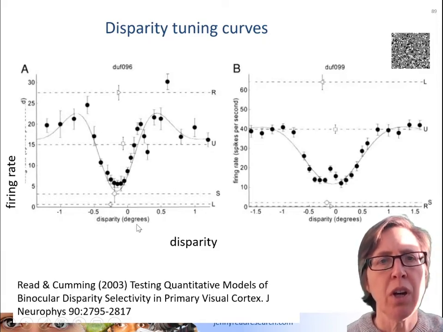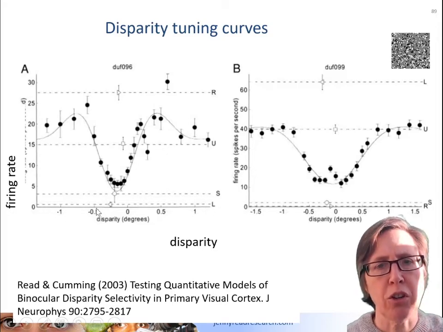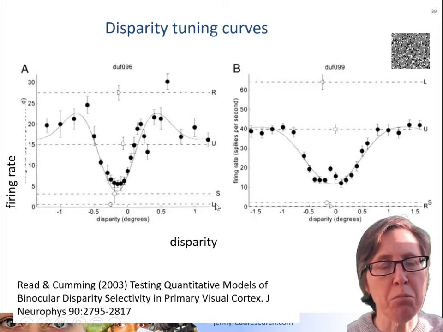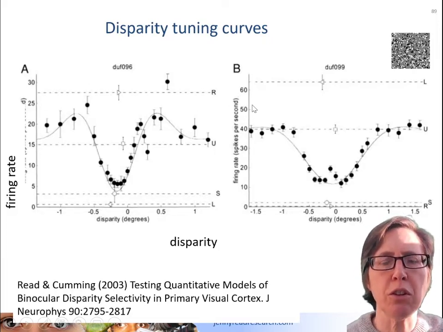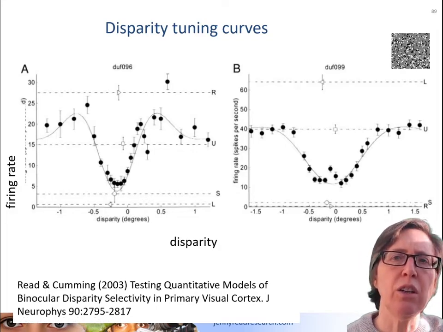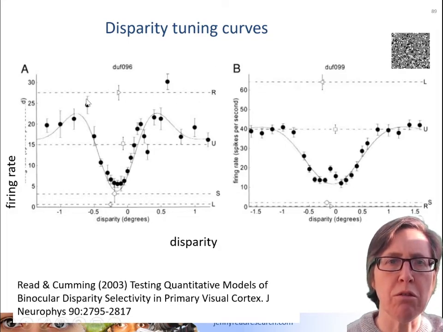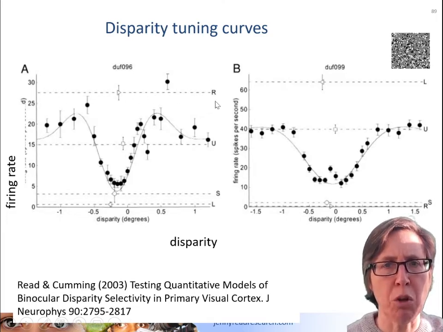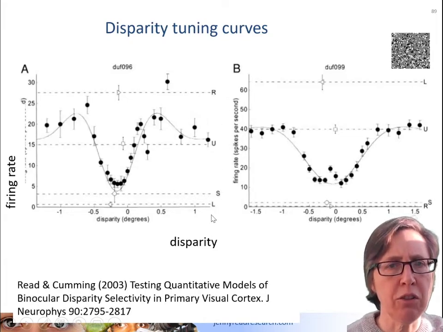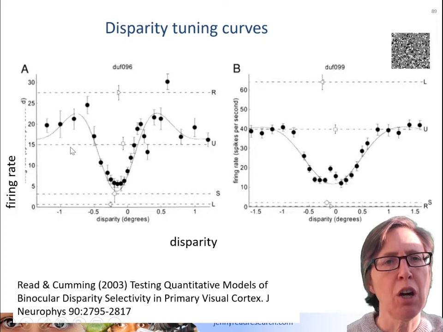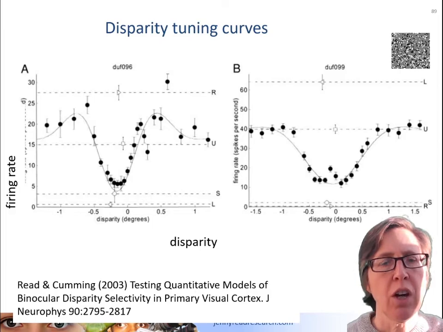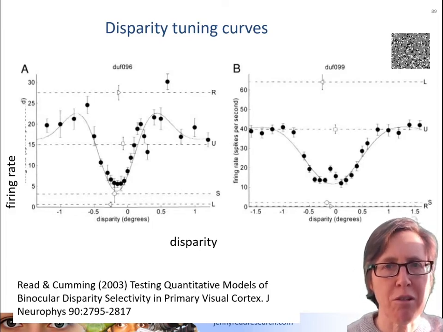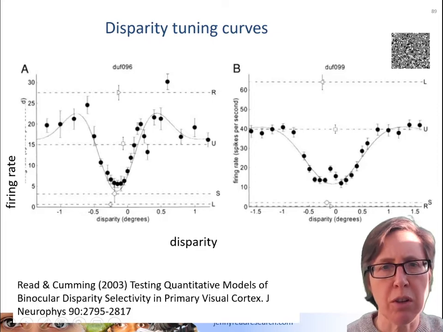The horizontal lines for comparison are showing the response to a dot pattern presented in the left eye only, or in the right eye only. And you can see that if you consider monocular stimulation, this cell looks as if it's responding only to input in the right eye. You're getting about 27 spikes per second when a random dot pattern is displayed in the right eye, virtually nothing when it's displayed in the left eye. But when it's displayed in both eyes, you're getting this complex firing rate that varies depending on the disparity. And here's another example neuron showing the same thing.